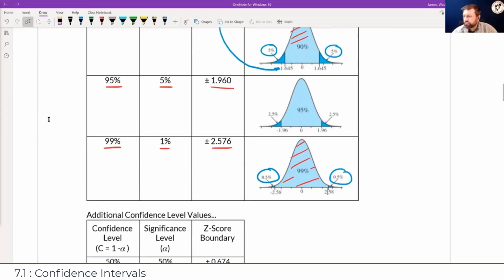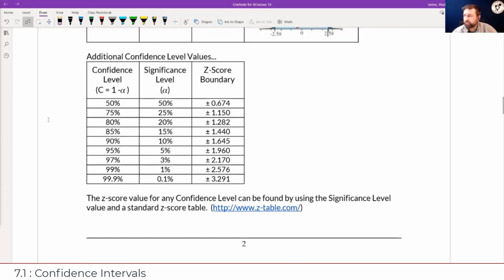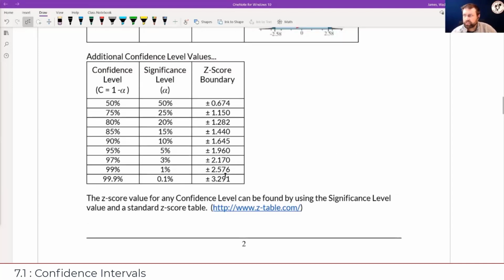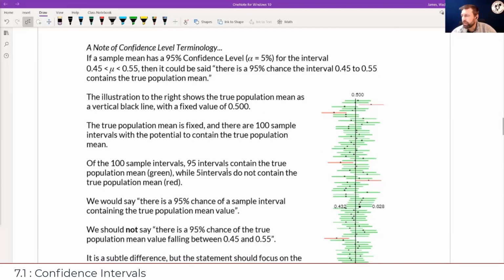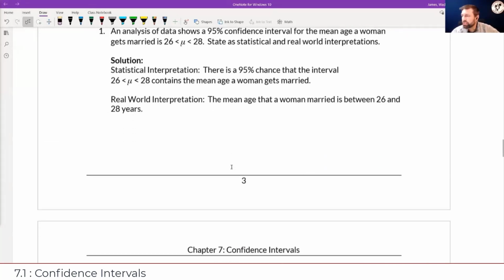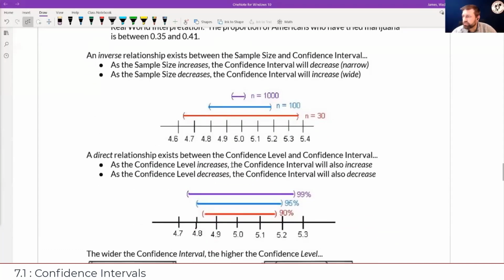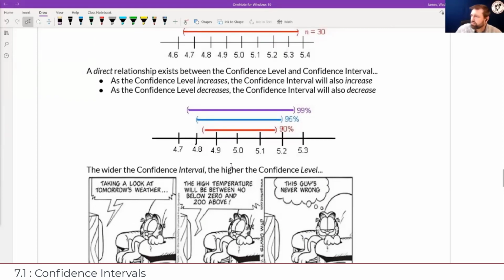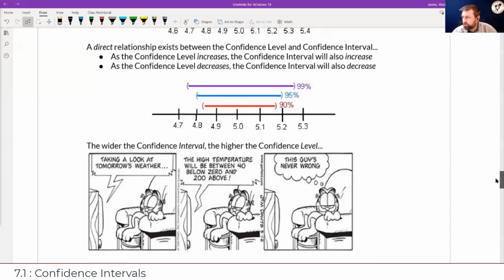All right. So here are some more confidence levels and z-scores, just a table of common ones that might be used. If you want to find a complete table, you can click on this link and it'll take you to the Z table that'll show you all kinds of confidence levels, significance levels, and the z-score boundaries. And then this stuff I'll let you read on your own. This is about why we say things the way we do and some examples of confidence levels. But this is something that I wanted to show you. I want to show you this last graph and the comic from Garfield. And this explains sort of what we're talking about.